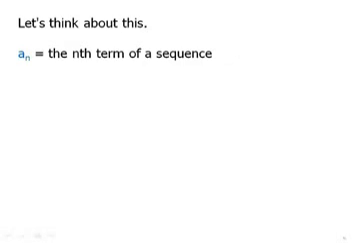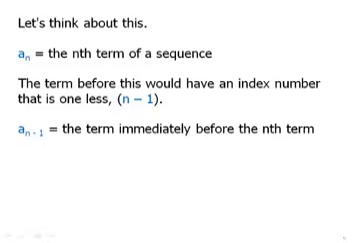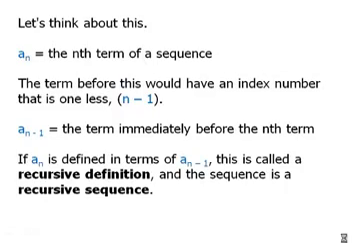Let's think about this. A sub n is the nth term in the sequence. It's the nth number on the list. Now, in a recursive sequence, this is going to be defined in terms, say, of the number directly before it on the list. The term directly before it would have an index number that is 1 less, n minus 1. So a sub n minus 1 is the term immediately before the nth term. If a sub n is defined in terms of a sub n minus 1, this is called a recursive definition, and the sequence is a recursive sequence. That is to say, a sequence in which each term is defined in terms of the previous term or in terms of previous terms.